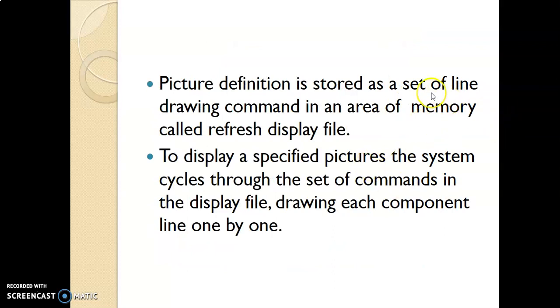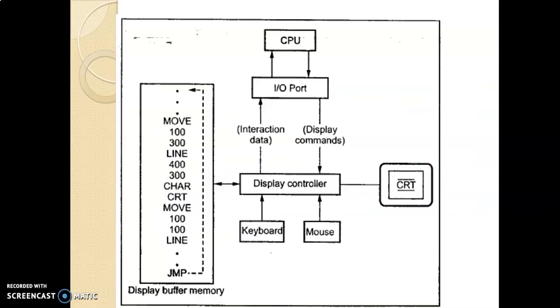Picture definition is stored as a set of line drawing commands, with the help of mathematical formulas or algorithms, in an area of memory called the refresh display file. To display the specified pictures, the system cycles through the set of commands in the display file, drawing each component line one by one. You can see the image over here.